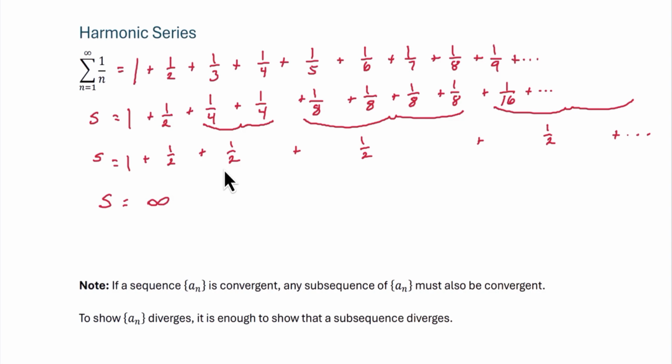This is diverging. This diverges. And remember, S is actually smaller than the sum that we started with, because we're replacing these fractions with smaller fractions. So if we have a smaller sum that diverges, that means the original sum, the harmonic series, must also diverge. It diverges.